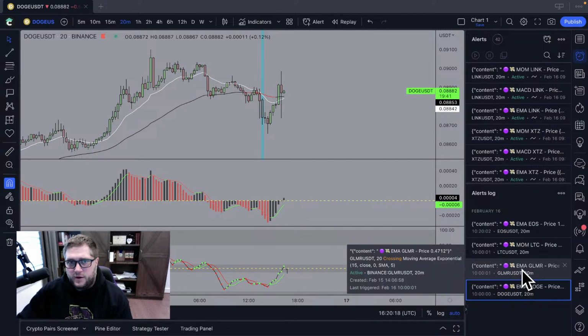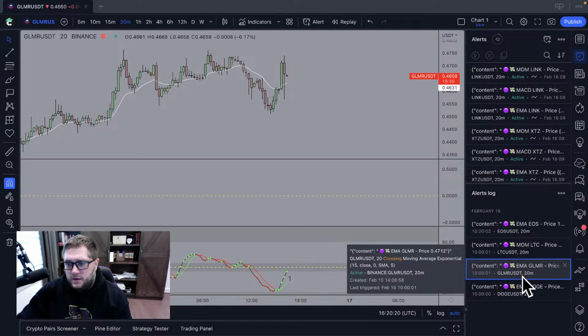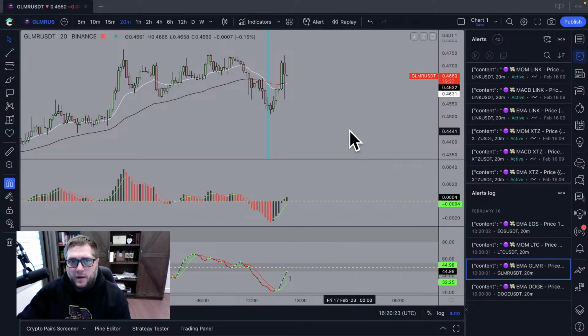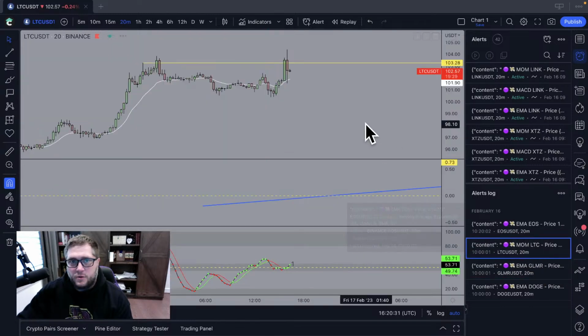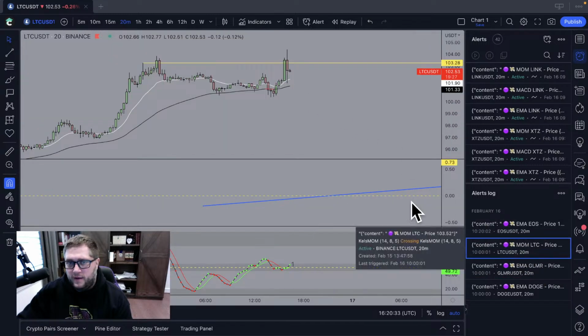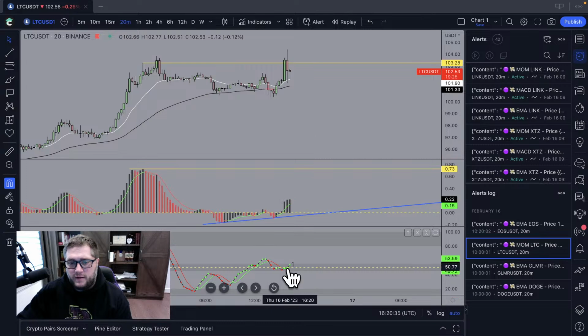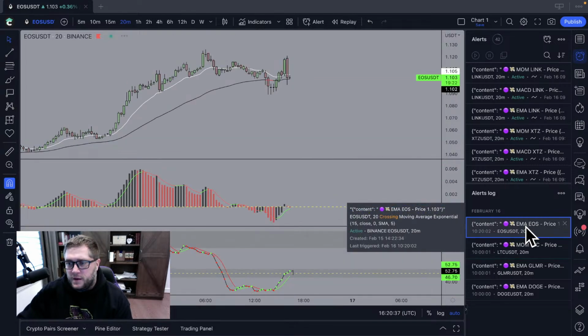You just got to know how to trade them. Let's see. This is GLMR. This is a new coin we added to the MT5 today. So this is one that we just added to it. Let's go look at Litecoin. Litecoin, we have the momentum switched over. You can see that this is where the momentum switched over.